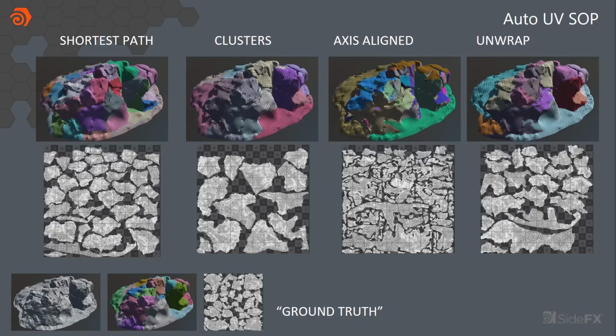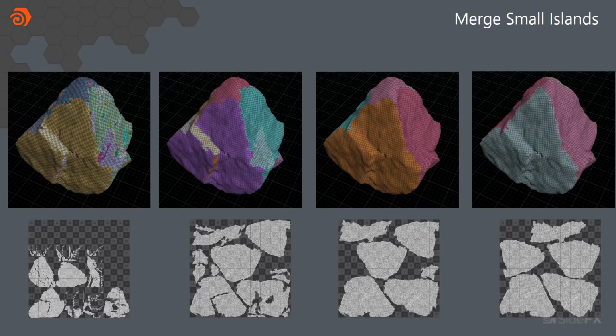So in the current version of the auto UV SOP, the axis align mode has been deprecated, and you only have the three: the shortest path, clusters, and UV unwrap. But we have this awesome new merge small island feature. So it basically does what you expect.